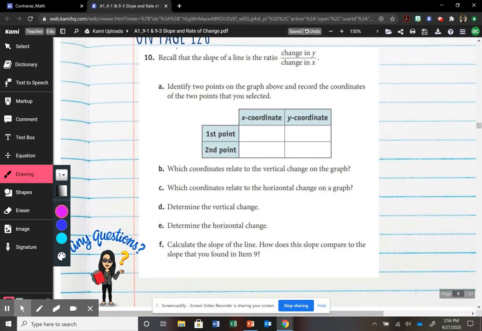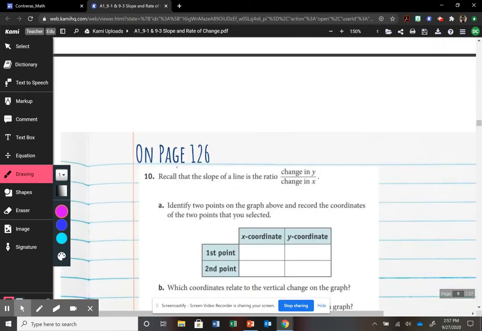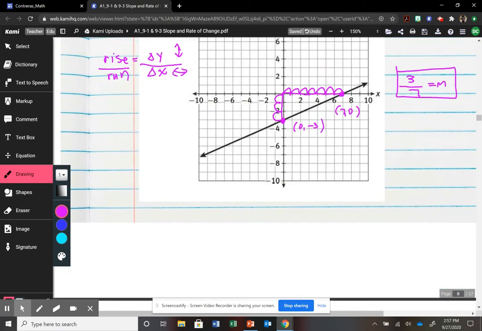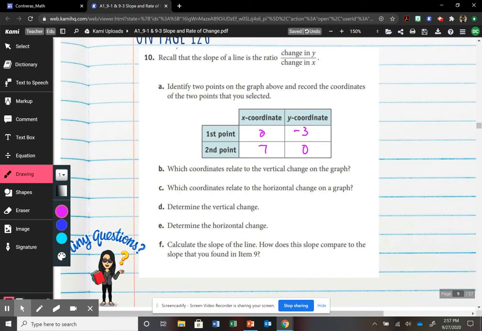So recall that the slope of a line is the ratio of the change of y over the change of x. So identify 2 points on the graph above and record the coordinates of the 2 points you selected. Okay, so what was my first point? My first point was, let's say this one, (0, -3). And then my second point was (7, 0). Okay, so (0, -3) and (7, 0). Let's go ahead and continue.